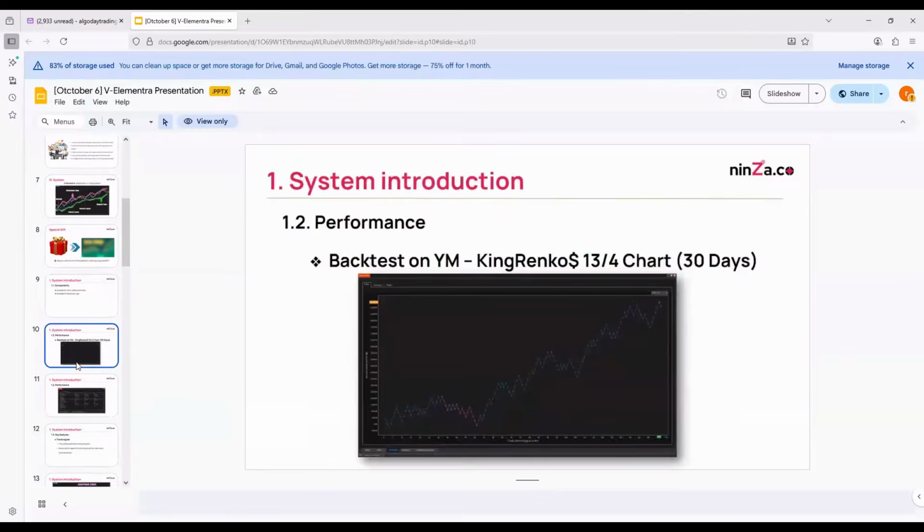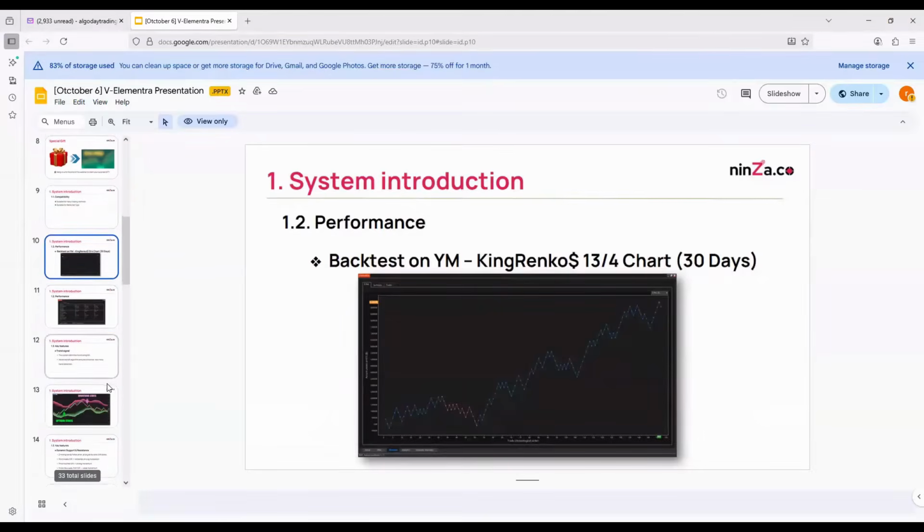So they back tested it on the YM. Now I have the Nasdaq chart, but ninzaco tested this on the YM with positive results.